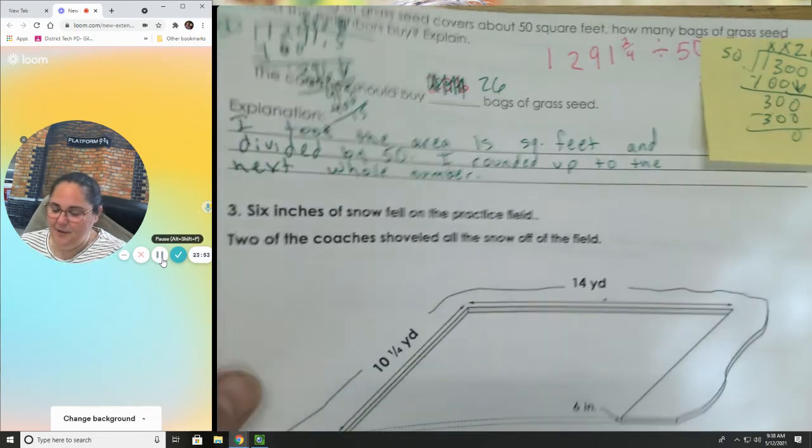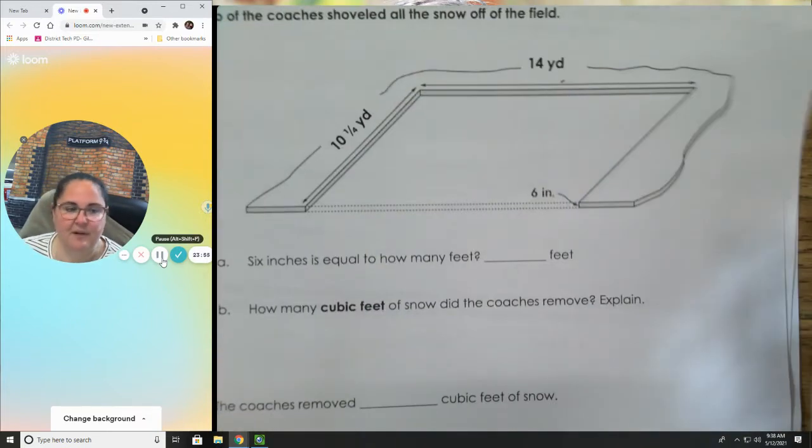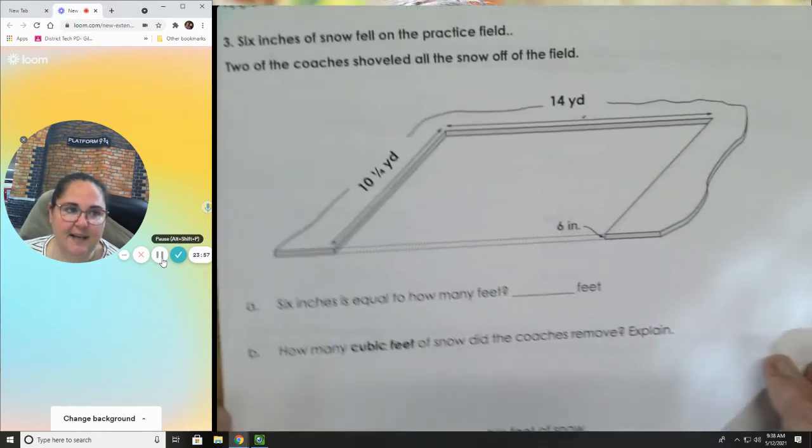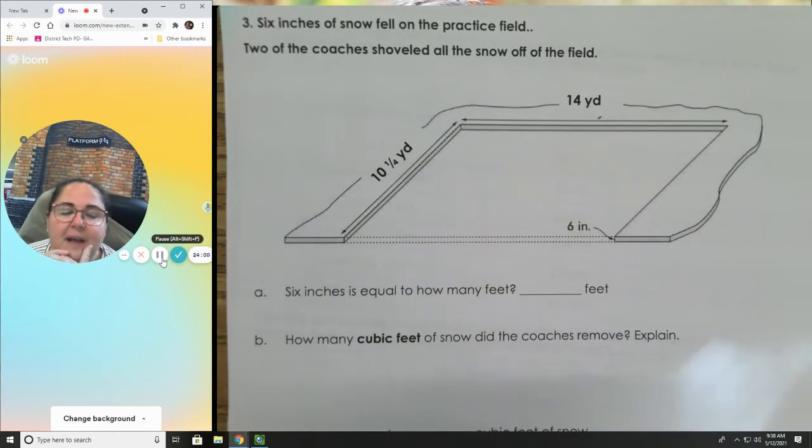Finally, number 3. This is going to be the last little part for today's study guide, because you will have the test in 2 days. So I'm doing the study guide in 2 days. Okay, I'm splitting it up into 2 videos.